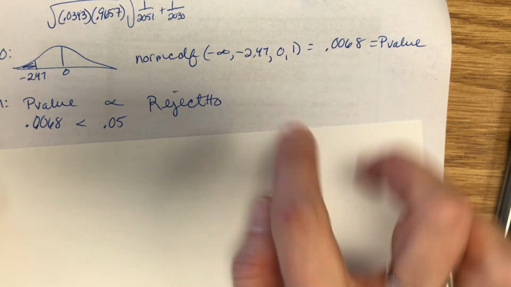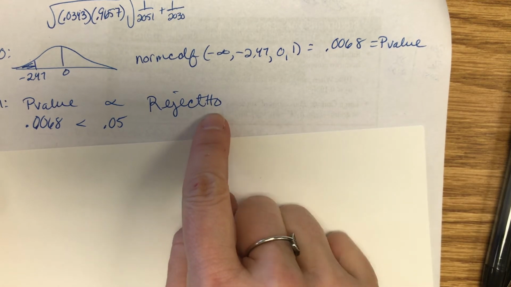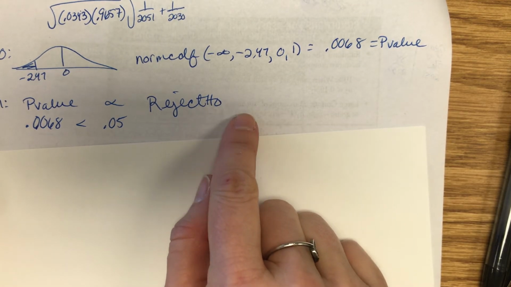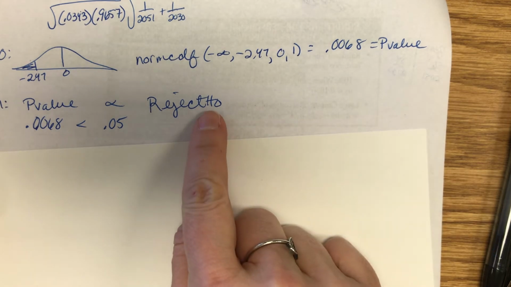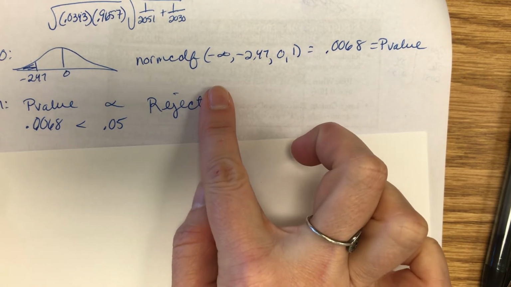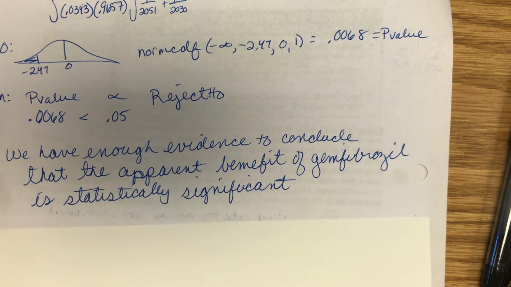It's reject what? It's reject the null hypothesis. You could write out null hypothesis, or you can use H sub 0, but you can't just drop it. All right, so be careful with that. And what does that mean?